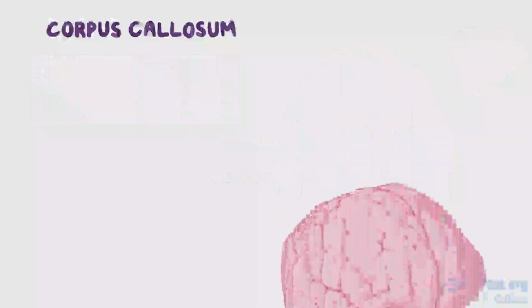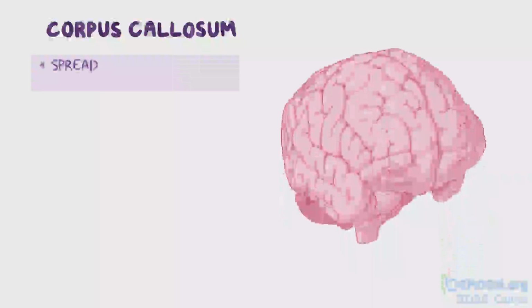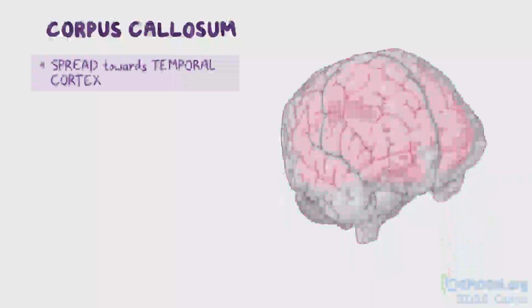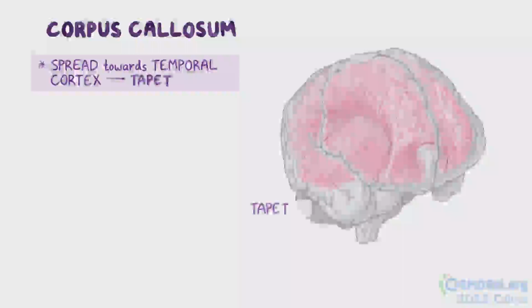Lastly, fibers from the body of the corpus callosum spread laterally towards the temporal cortex. A part of this lateral radiation forms a roof over the central part of the lateral ventricle, and hence it is called the tapetum, which means covering or carpet.